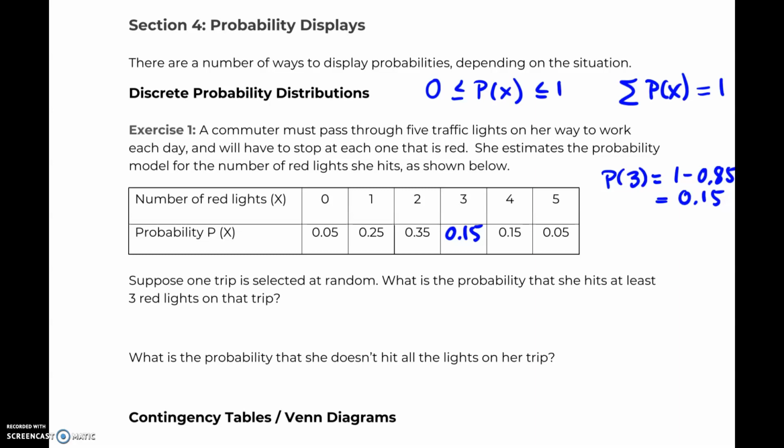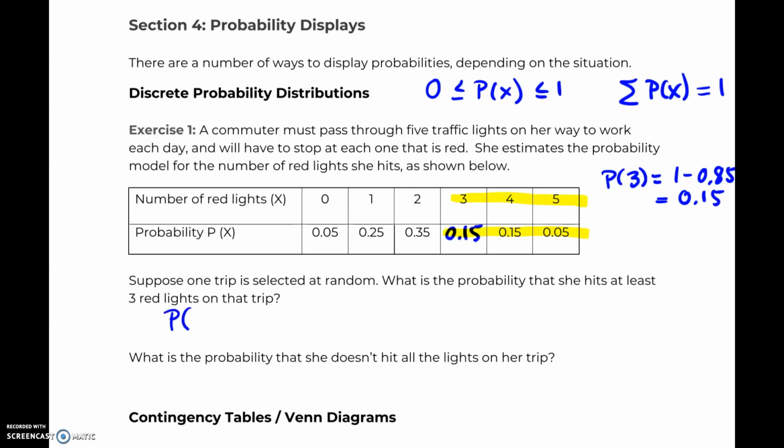Now we can answer questions like, what's the probability that she hits at least 3 red lights? So looking at least 3 red lights, that would be 3, 4, or 5. We're looking for the probabilities which are given below that. So we simply add our probabilities.